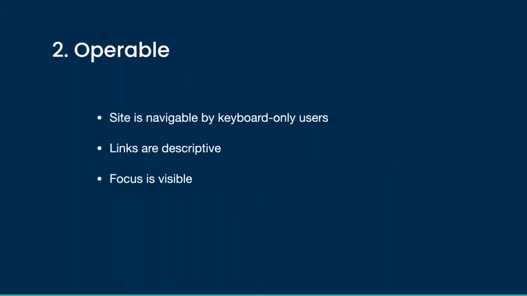Number 2, operable. Can users find and use the content regardless of how they choose to access it? Can keyboard users navigate the site without getting stuck? Is it obvious to screen readers where the links go? Are the links descriptive? Can keyboard users see what element is currently focused and interact with it?